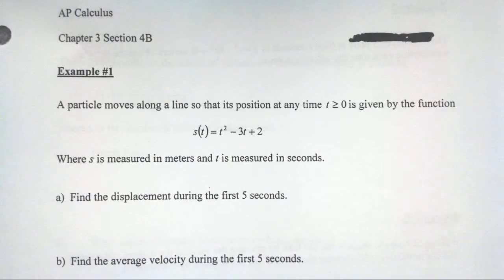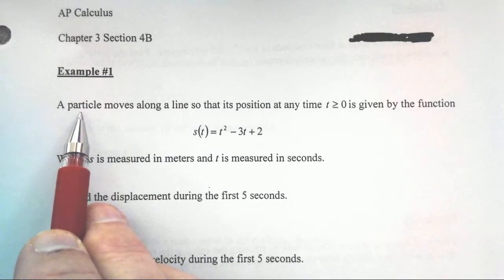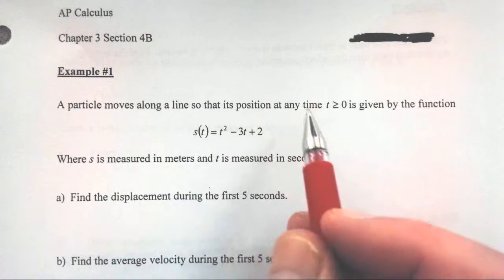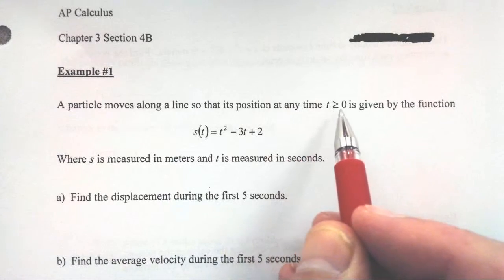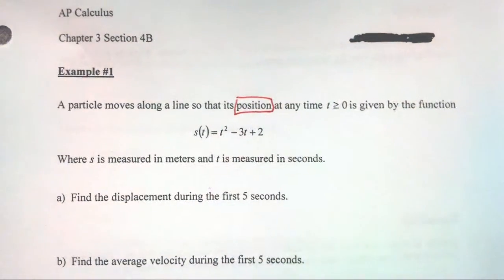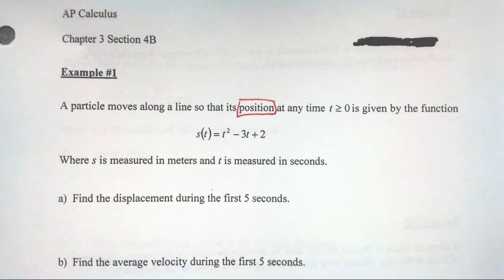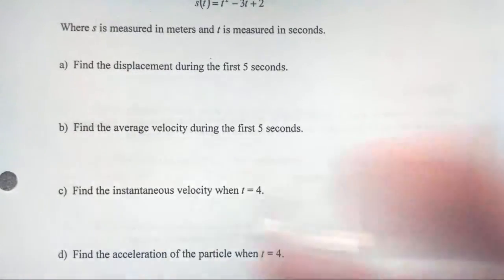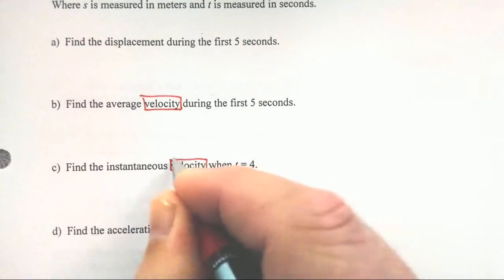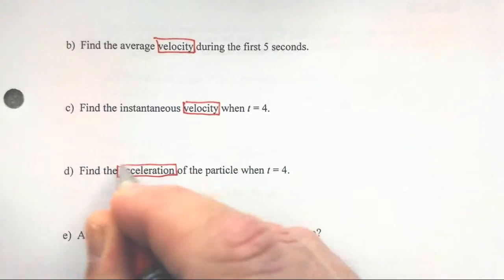One thing you're going to see a whole lot of in this class, and probably on the AP test as well, is a problem where a particle moves along a line. Oftentimes they'll say the x-axis, so that its position at time t, greater than or equal to 0, is given by a position function. Critical to remember, we're going to see words like position, velocity, and acceleration. It's going to be really critical that we pay close attention to those. That's going to be a big key to what we're doing.